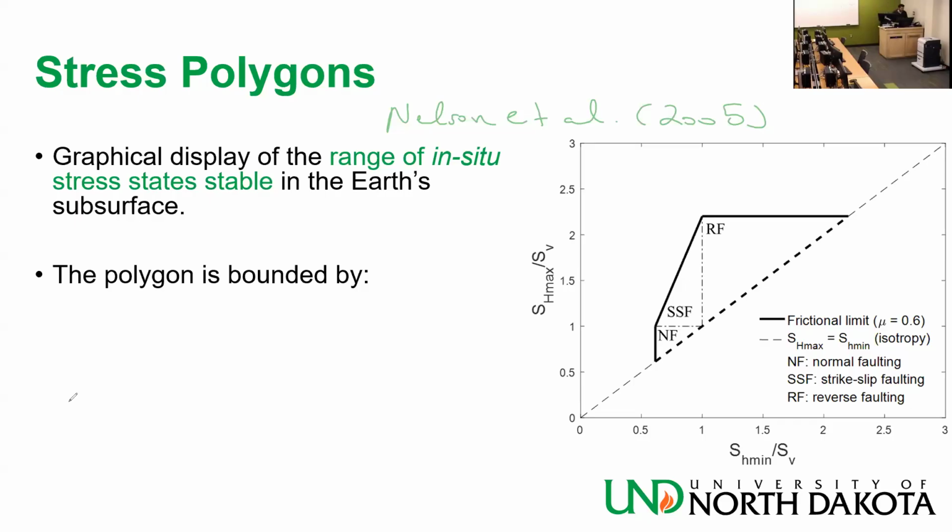So this plot has SHmax on the vertical axis and Shmin on the horizontal axis, both of them normalized by SV. So the units of both axes are none. They don't exist. They are dimensionless.